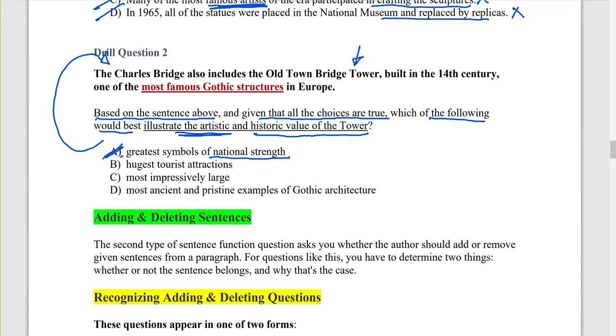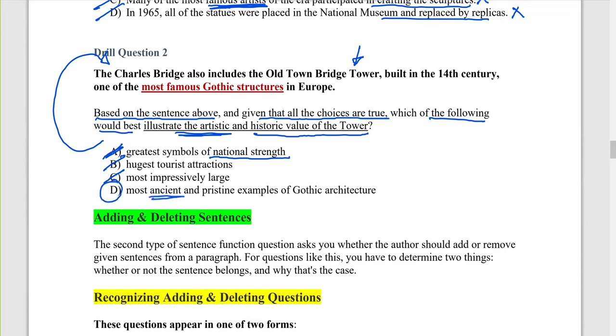Hugest tourist attraction. What about B? Nope. I will never go for it. Tourists are irrelevant to artistic and historic value. Okay, most impressively huge. And by the way, while size may be important to artistic or maybe historic value, the relationship should be much clearer. What is the best relationship here is D.